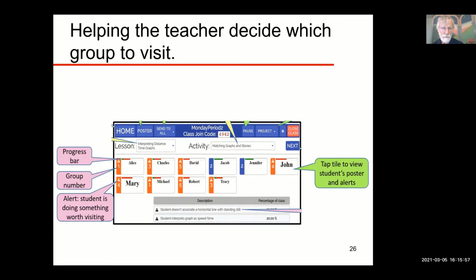So here are some things that help them decide what group to visit next. There's a progress bar, which is red and green, red for incorrect, green for correct. There's a group number so they can tell what group they're talking to. The colors on those little vertical bars turn red for alerts and blue otherwise. If they want to see what a group is doing without going over there, they can tap on the tile and then they can see the poster and see how the students are doing. And that helps them choose whether to walk over there and visit the group.